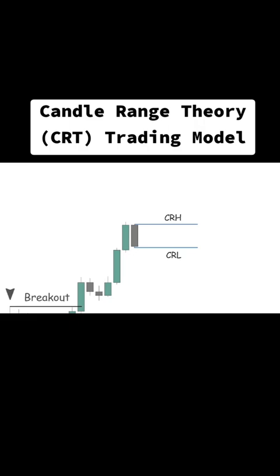So let's see what happens when the next candle forms. Here we can see that the price penetrated below the CRL with a wick and closed back inside the range. So with our range candle and sweep candle formation, we will look for a long trade and expect the price to complete the CRT model with an upward move. But the question is, where do we enter the market?